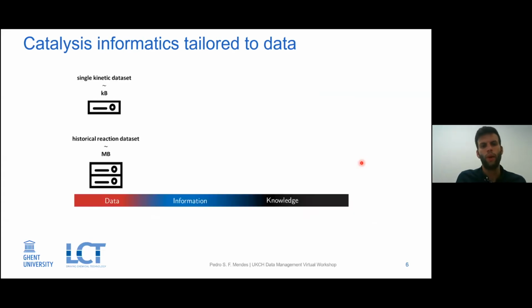So we'll take two examples today. I'll talk about two case studies in the next minutes. One is a single kinetic data set, so the smallest, let's say, one can have in kinetic catalytic data, and the second one being a historical reaction data set, so of a larger volume.